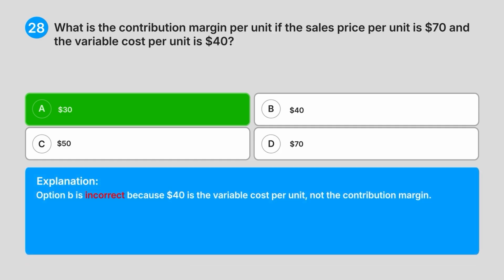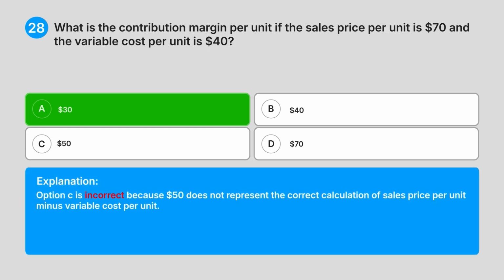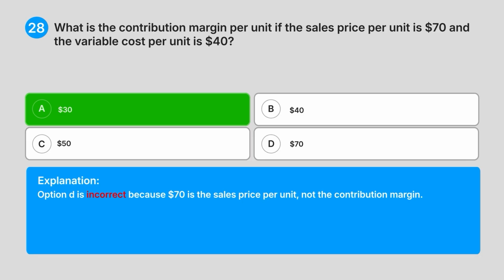Option B is incorrect because USD 40 is the variable cost per unit, not the contribution margin. Option C is incorrect because USD 50 does not represent the correct calculation of sales price per unit minus variable cost per unit. Option D is incorrect because USD 70 is the sales price per unit, not the contribution margin.